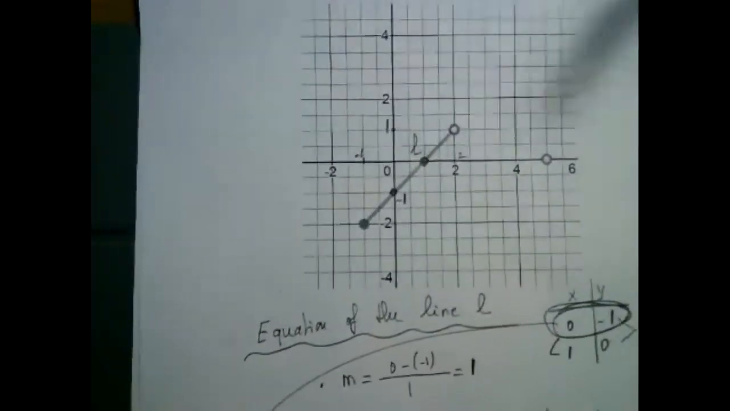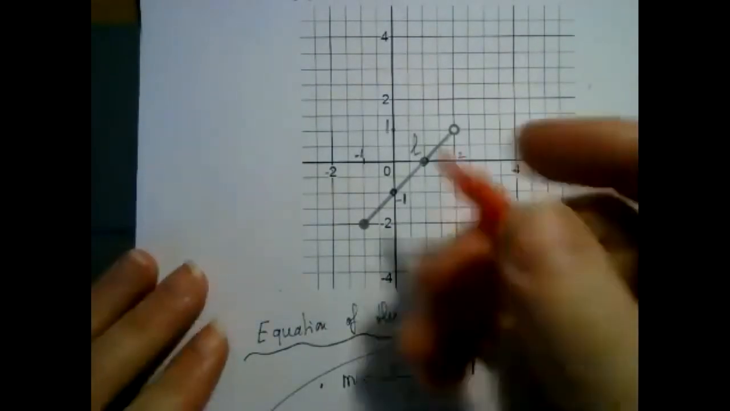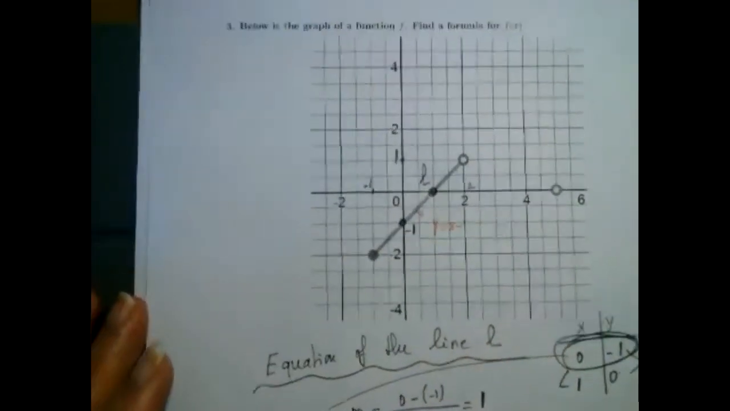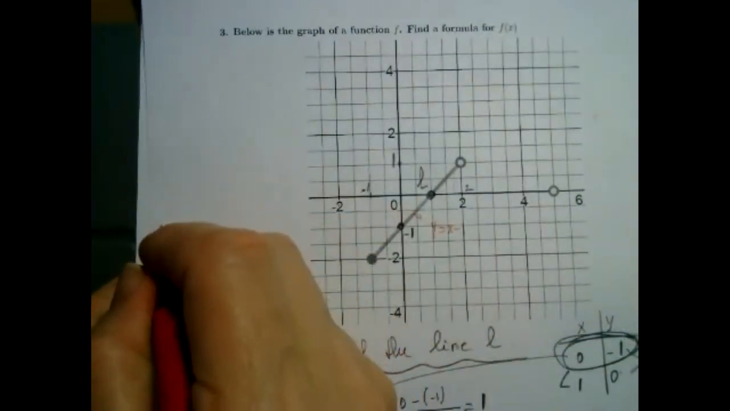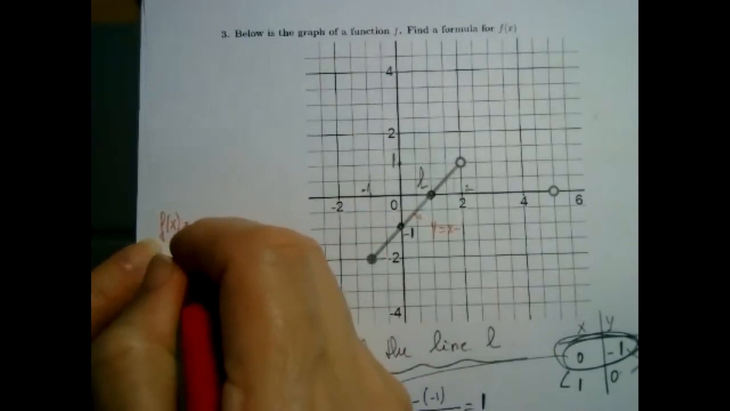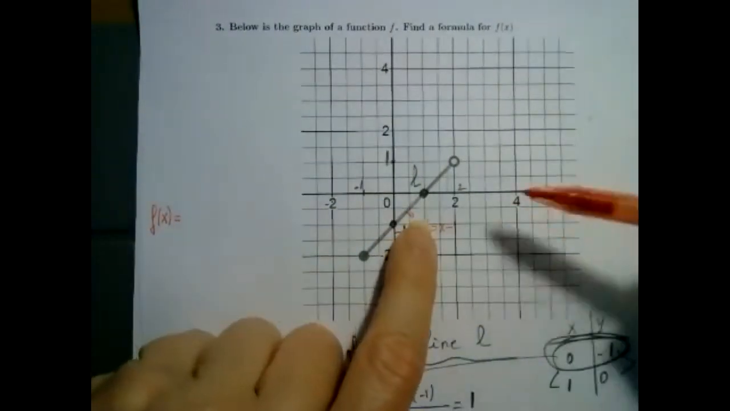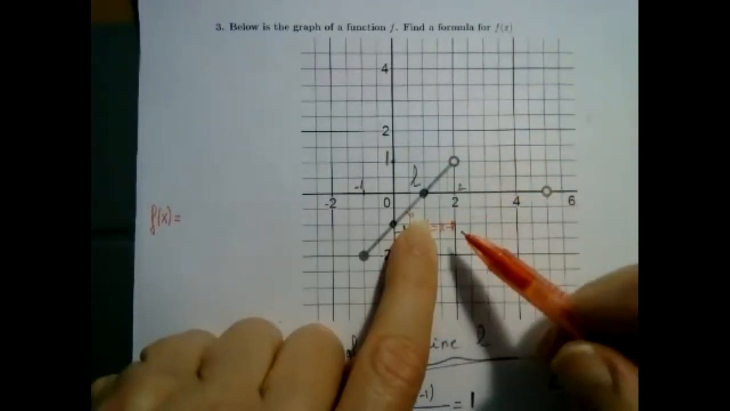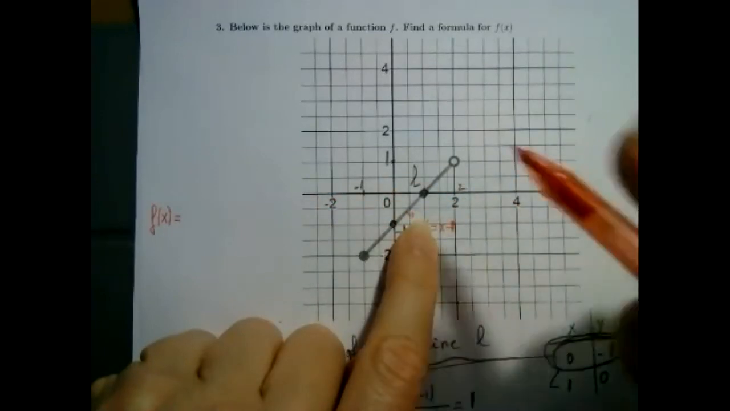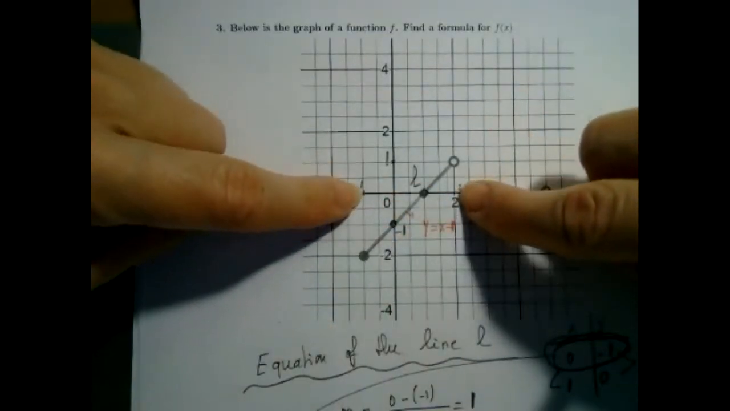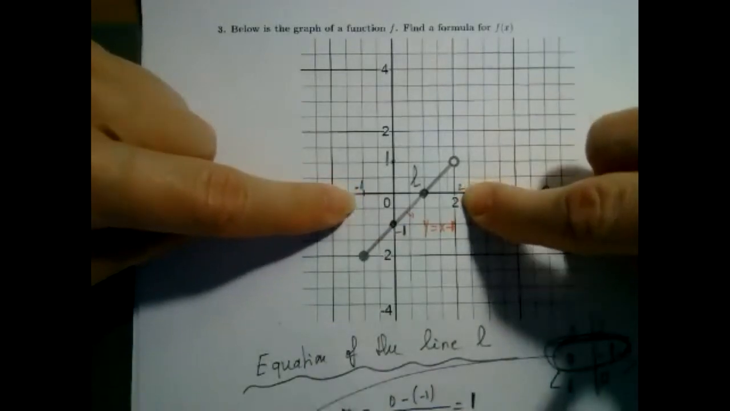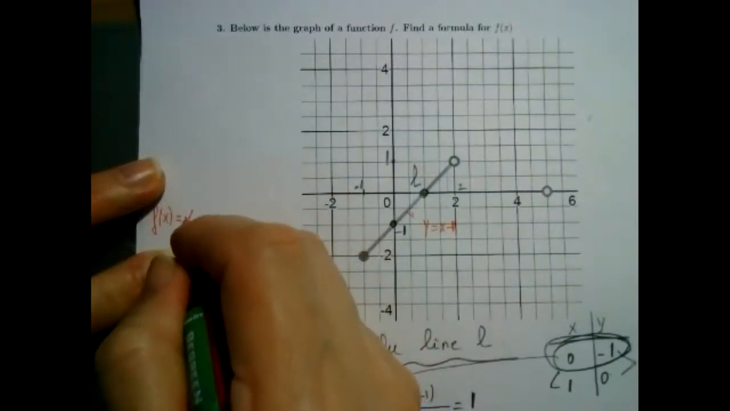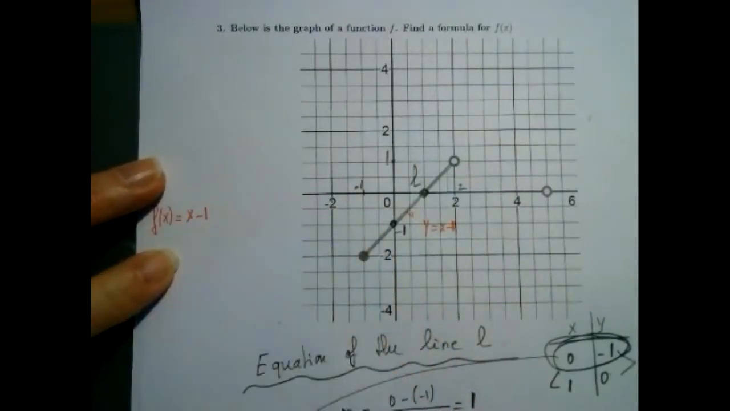Now let me go back to the function. For this line, the equation is y equals x minus 1. But how are we going to write the formula for f of x? If I tell you f of x equals x minus 1, the answer will not be correct, because x minus 1 makes sense for all x. But my function f here has its domain between -1 and 2. So the way we're going to write the formula is like this. It's x minus 1, that's the output.